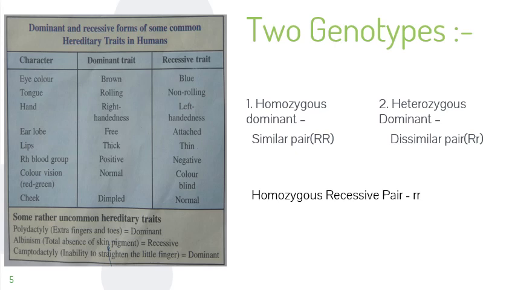Heterozygous dominant, it's a condition in which the alleles are different or dissimilar. That is, one allele of the pair is dominant and the other is recessive. For example, heterozygous for red color is R and r.